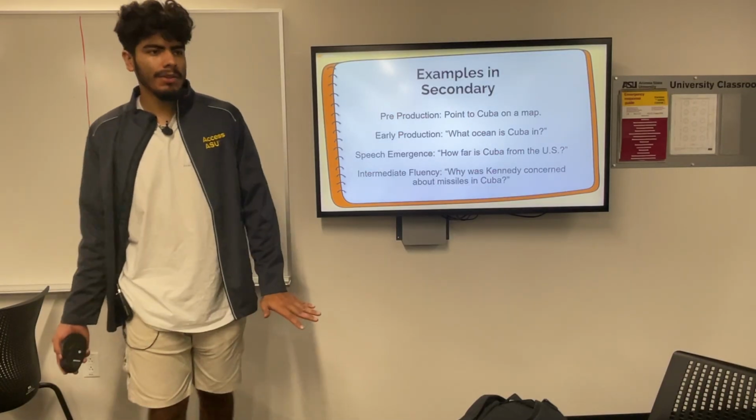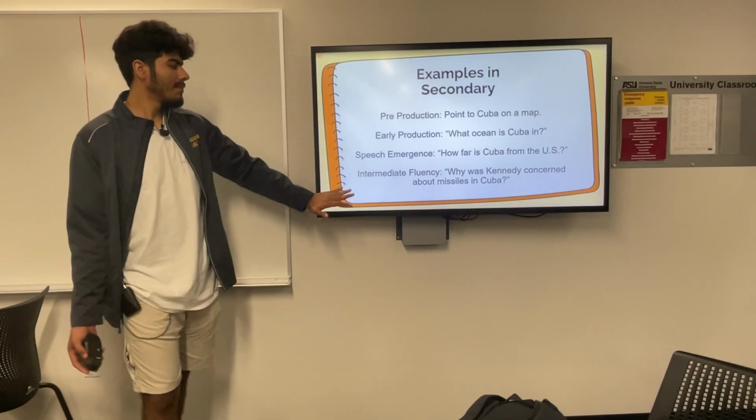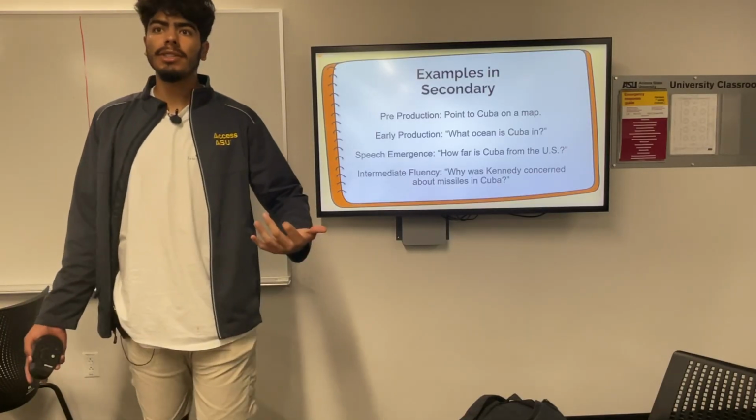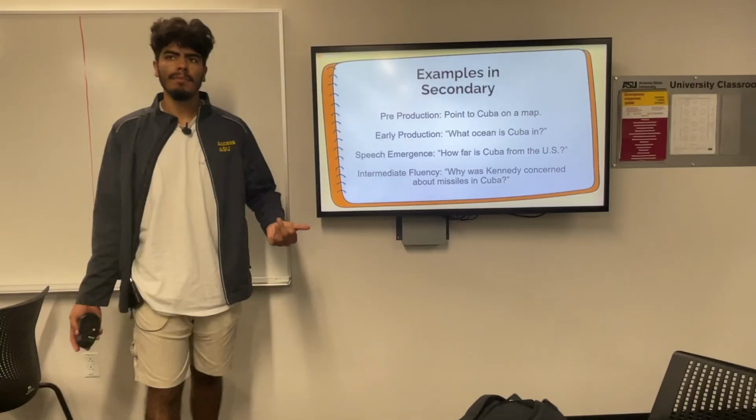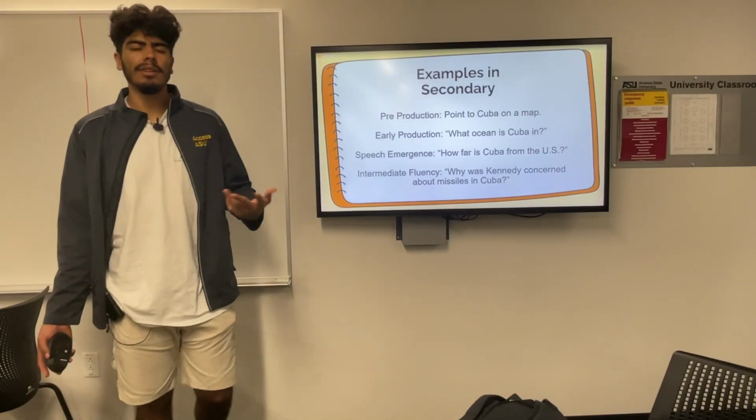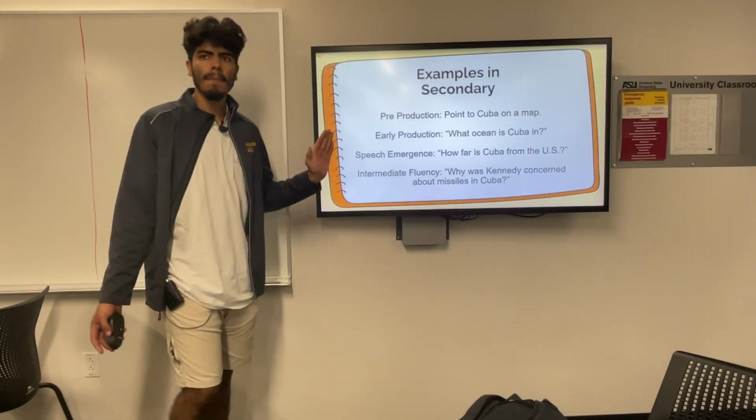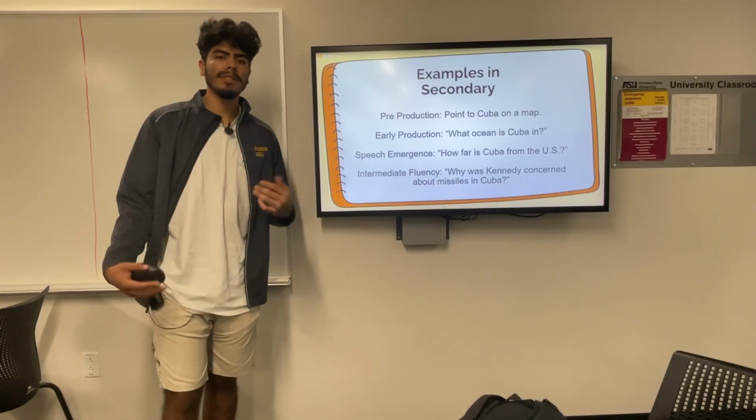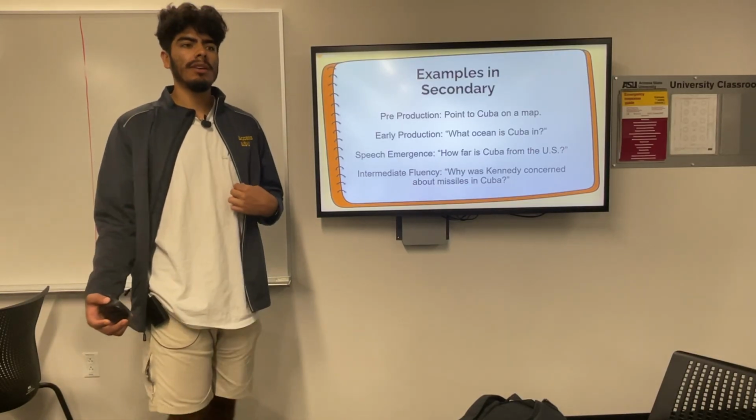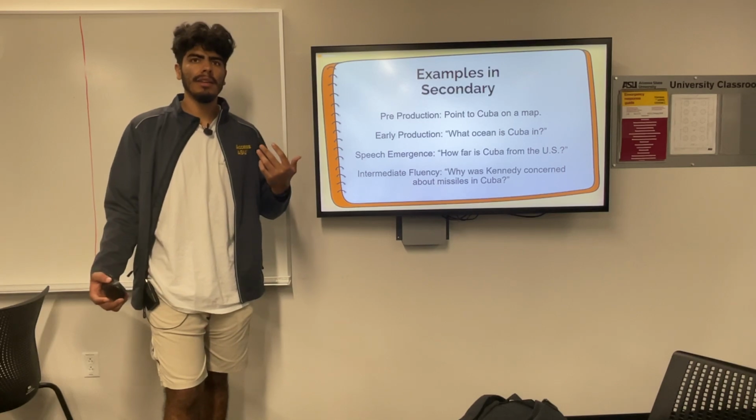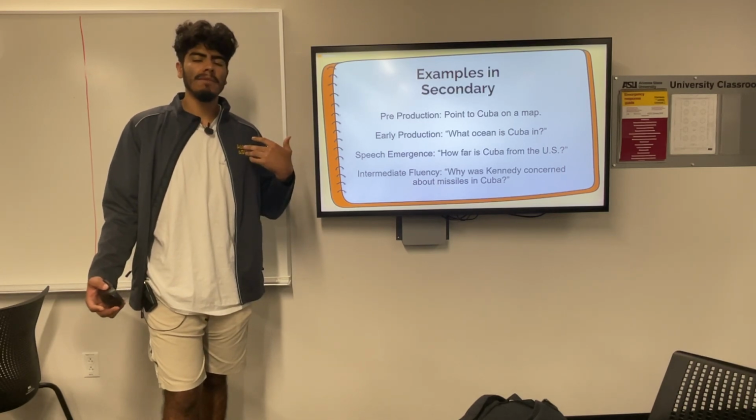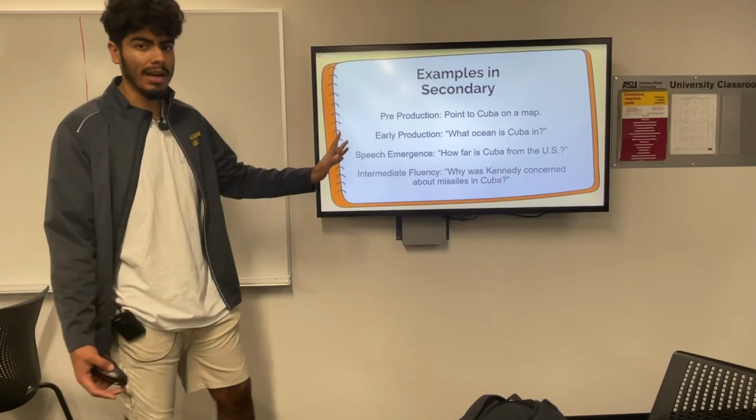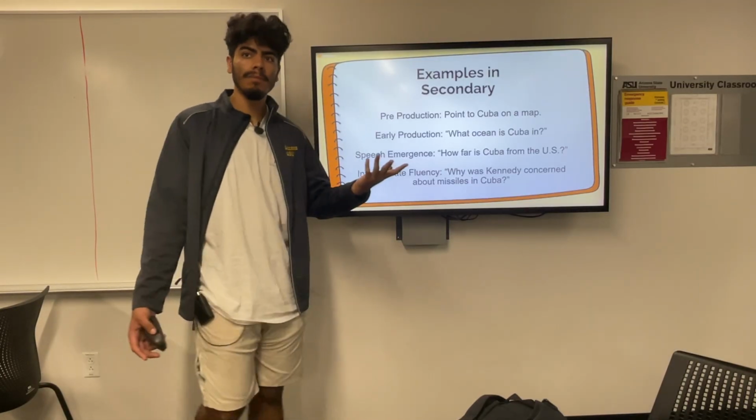Examples. So these are examples of the 4 levels of questions: pre-production, early production, speech emergence, and intermediate fluency. Now, a pre-production question, let's say the topic was Cuba, would be, point to Cuba on a map. Very simple. It doesn't require a voiced answer. They can very simply use their hands and point at a map. It can be non-verbal.